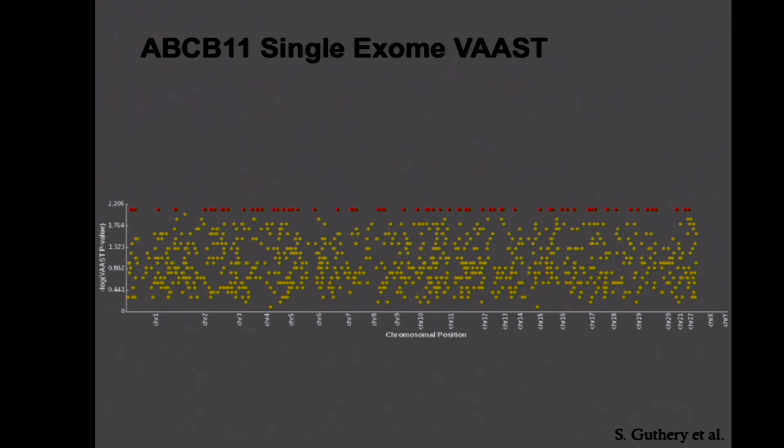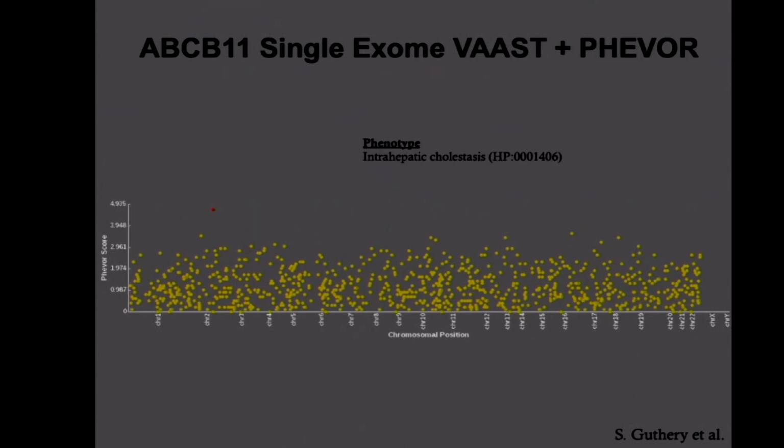But we know something else about this. In most cases, we know the phenotype that we're chasing, and we haven't considered that yet. So we plug a phenotype in with Fever, as well as that ranked list from VAAST, and it downweights genes that don't appear to be associated with that phenotype, and it upweights genes that do appear like they could be associated with that phenotype. A new Manhattan plot shows that we now get nice clear resolution on the ABCB11 allele, which in this case the phenotype was intrahepatic cholestasis.